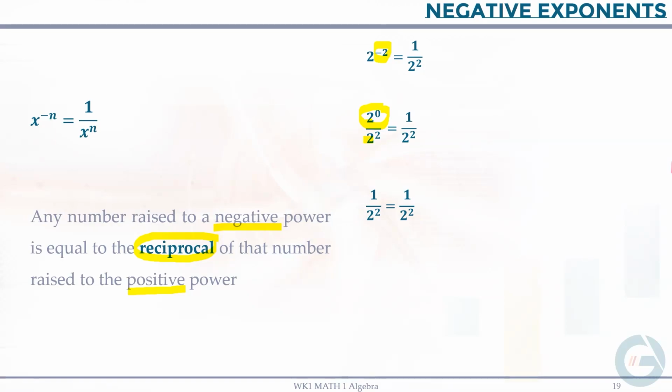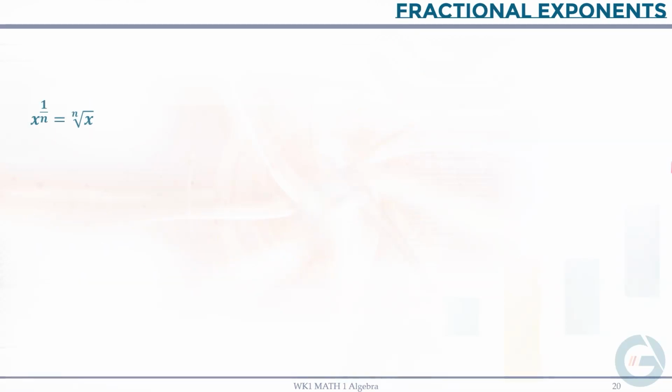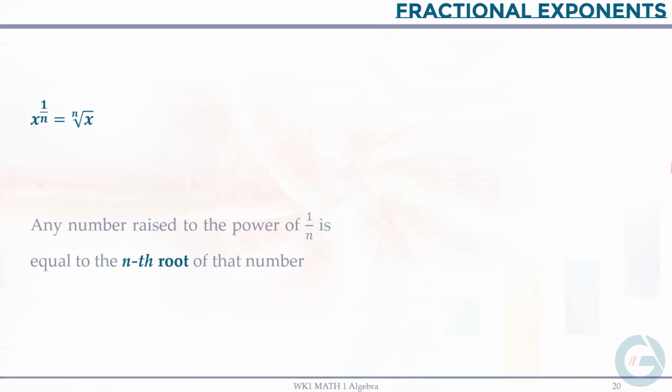Okay, next is the fractional exponents. Let's say we have x raised to 1 over n. That is equivalent to the nth root of that number. Whatever the value of the denominator will be the root of that number. For example, we have 4 raised to 1 half. The denominator is 2, so that will be the root of the radical. So this is equivalent to the square root of 4. But sometimes we don't need to write this root, which is 2, only the square root. That is understood, that the root is 2.